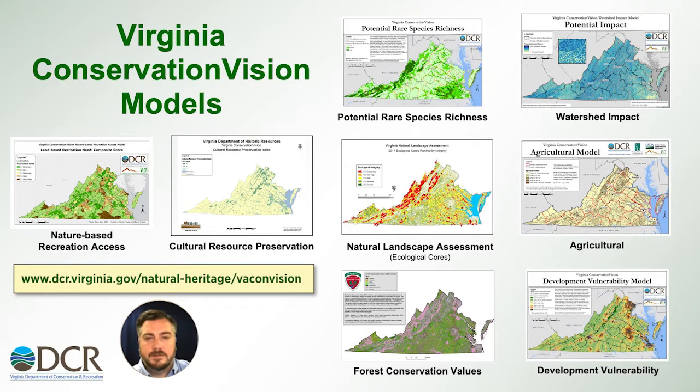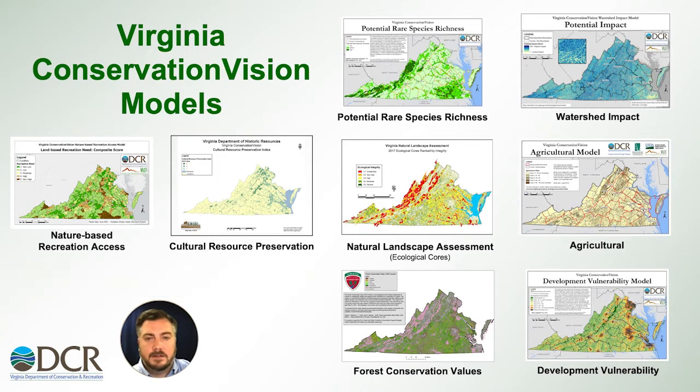ConservationVision is a set of statewide conservation planning maps that feature priorities of different conservation interests. In addition to being available on NHDE, this data set is available for download for use in GIS. Let's take a look at the various models and layers that make up ConservationVision.